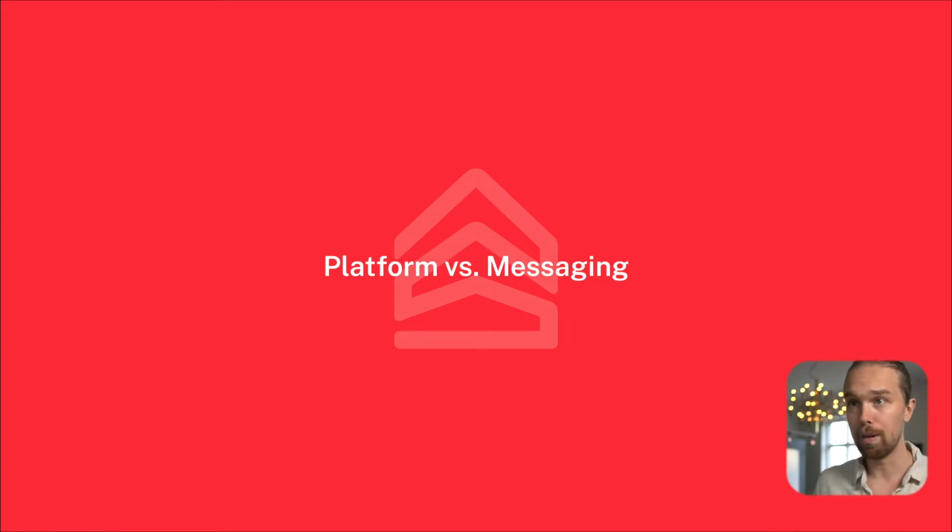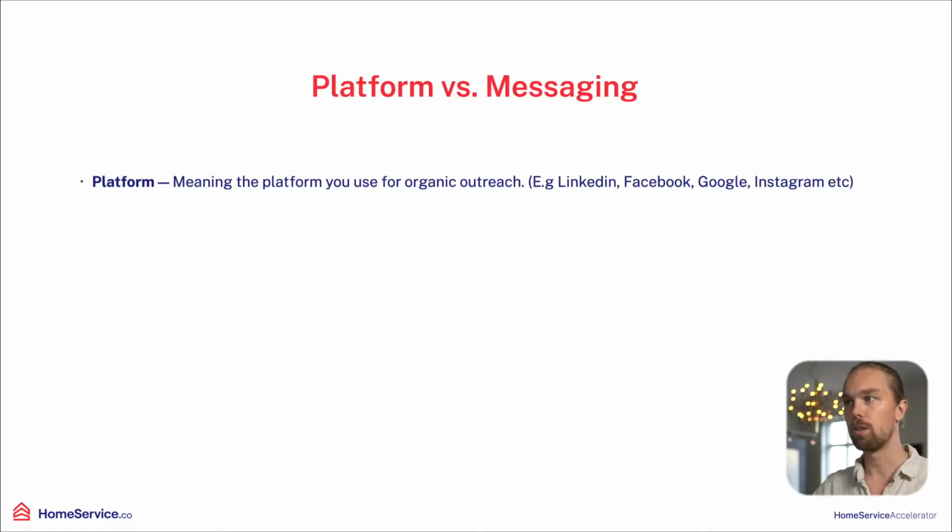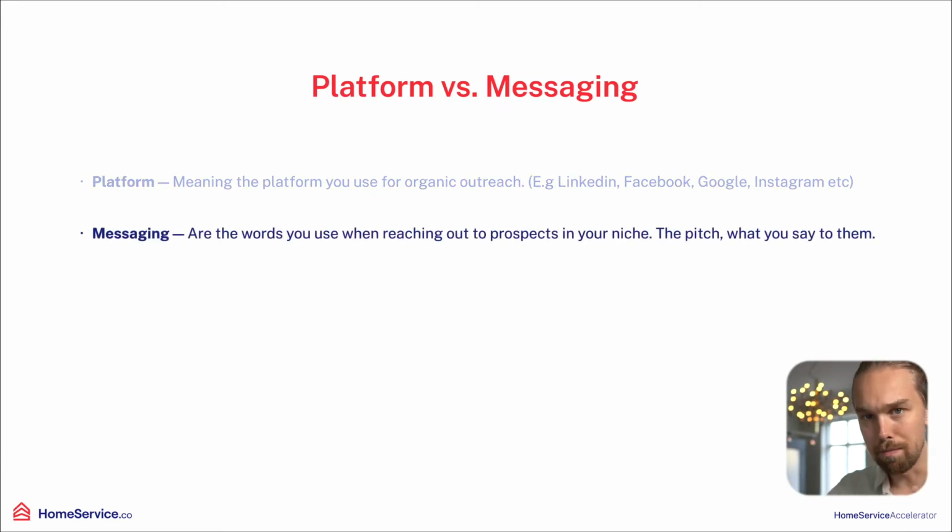By platform, I basically mean the platform that you use for your organic outreach, right? So that could be the LinkedIn or the Facebook platform, the Google platform, Instagram. The platform is just the platform that you use when you reach out. And in today's video, obviously, we're going to talk about Google, but this really applies to all types of organic outreach that you may do. The next thing I want to talk about is messaging. So by messaging, I mean it's basically the words that you use when you're reaching out to your prospects in your niche. It's the pitch and what you say to them essentially, right?